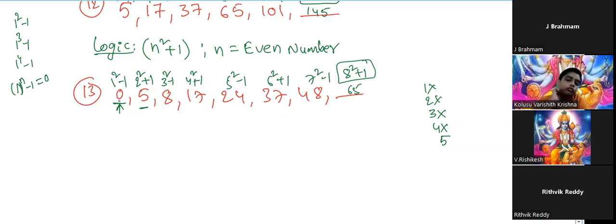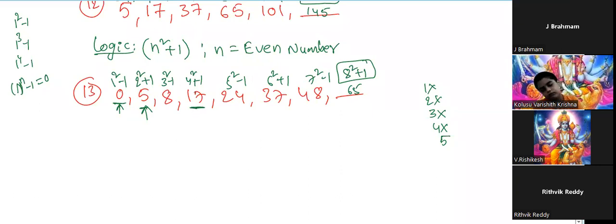This number is 1 less than a square number. This number is 1 more than a square number. How can we know we need to do a minus 1 and plus 1? That is what I'm telling. This number is just 1 less than 9. 9 is a perfect square number. And this number is just 1 more than 16. 16 is a perfect square number. If you know the squares already, you can identify these numbers easily.